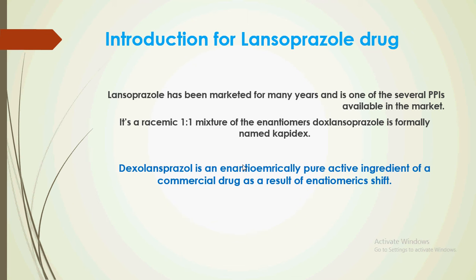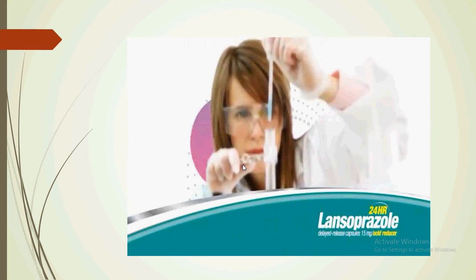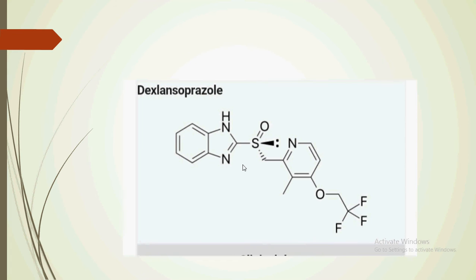And now we're going to talk about dexlansoprazole. Lansoprazole has been marketed for many years and is one of the several proton pump inhibitors available in the market these days. It is a racemic 50:50 mixture of enantiomers. Dexlansoprazole is formally named Kapidex. Dexlansoprazole is an enantiomerically pure active ingredient of a commercial drug as a result of an enantiomeric shift.